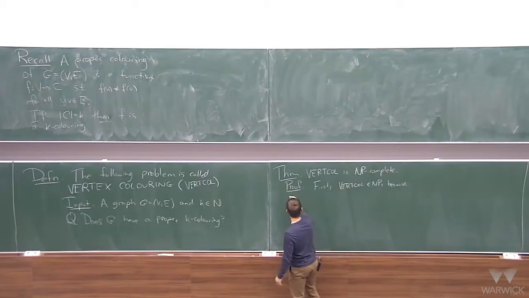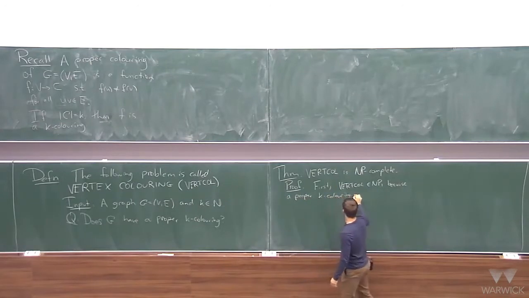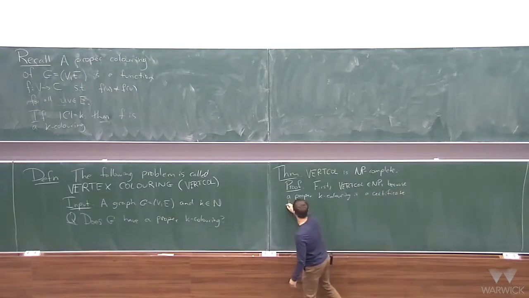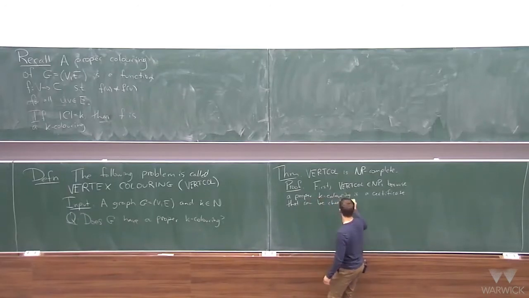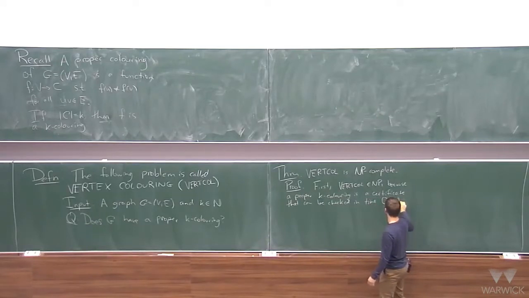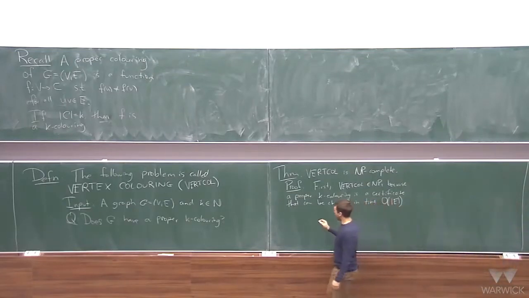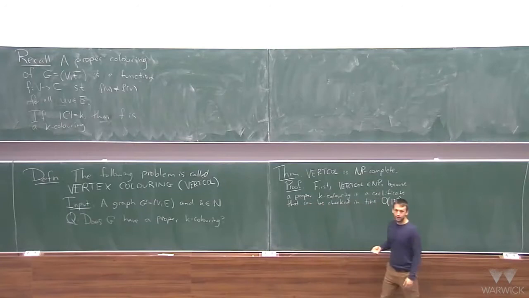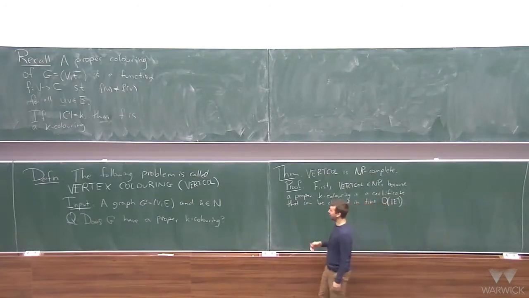So a proper K coloring is a certificate for a yes instance that can be checked in time big O of the number of edges. So in polynomial time, you could just go through every edge and check whether the endpoints have different colors. And that's polynomial time. Okay, so now we want to prove the hard part, which is that it's NP-hard. Yeah, the hard part is proving it's hard.